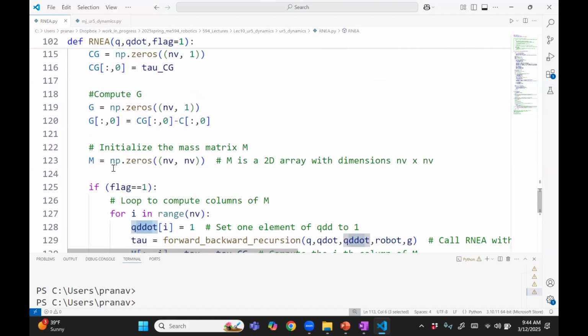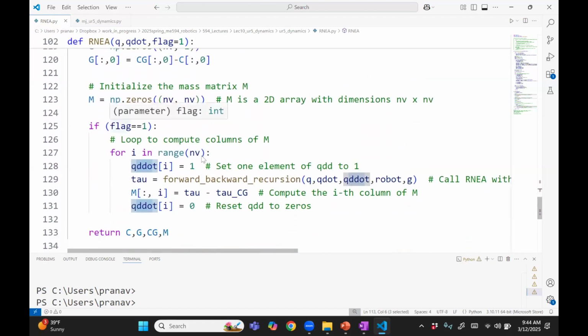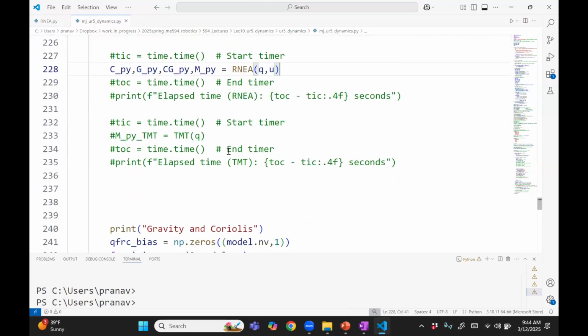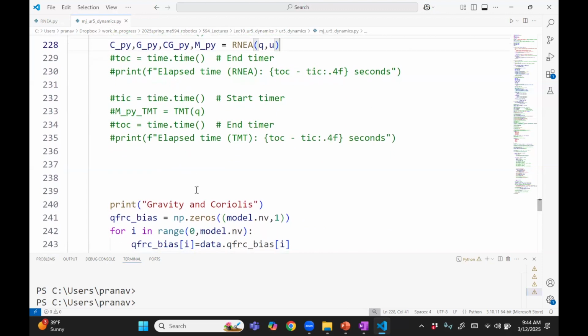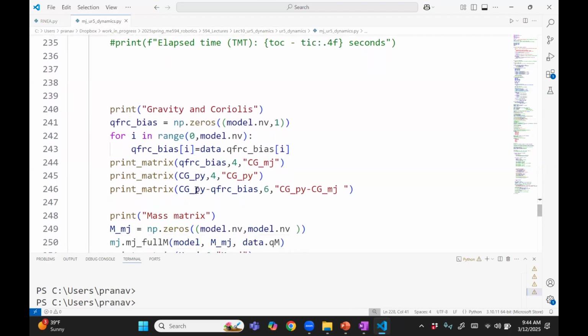And for the mass matrix, that's just a mess because I need to do it 6 times, 6 calls. This NV is basically the dimensions of the manipulator. So you do 6 times and you get each of those columns and put it all together. So when I run this, I'll get these values, but then I can compare against MuJoCo.